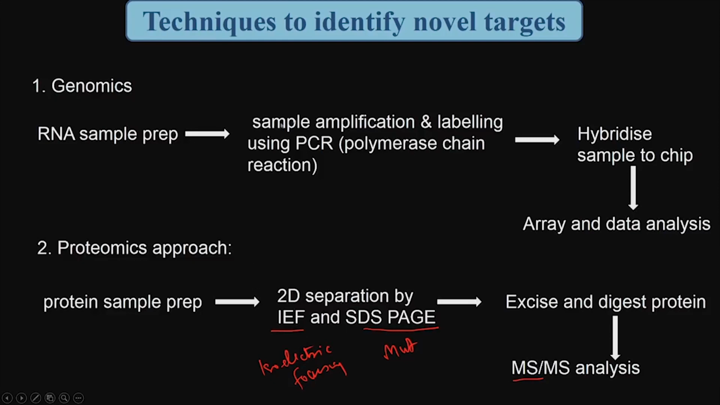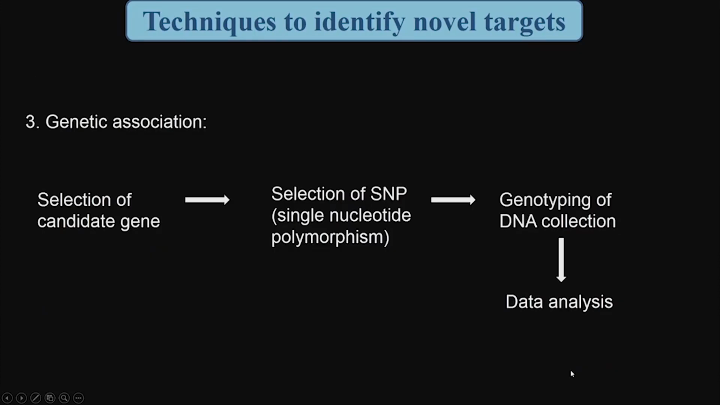In the genomics approach, you look at the gene, then go through a PCR, make an array, and then data analysis. Here you isolate one protein from a protein mixture and then try to get the protein sequence, the amino acid sequence and the molecular weight using mass spectrometer analysis. Then the genetic approach: look at the candidate gene, then look at a single nucleotide polymorphism, then look at the genotyping of the DNA and analyze the data. So, there are different ways of identifying your target.